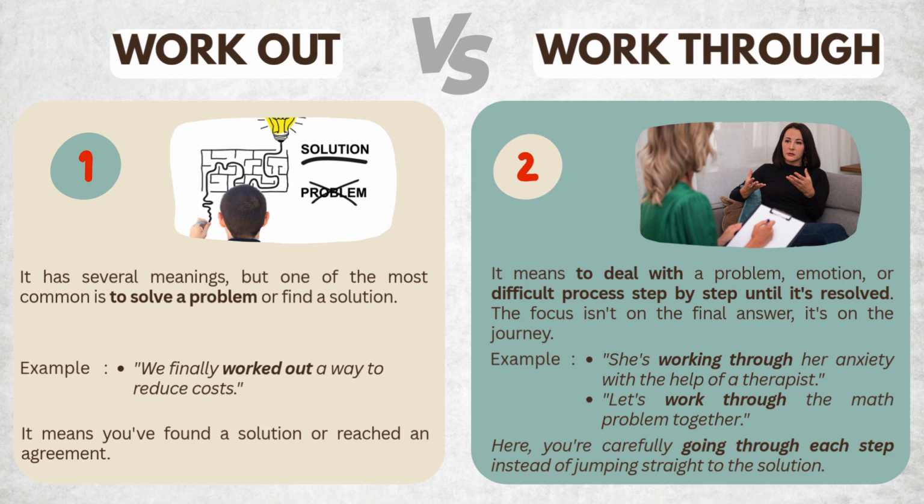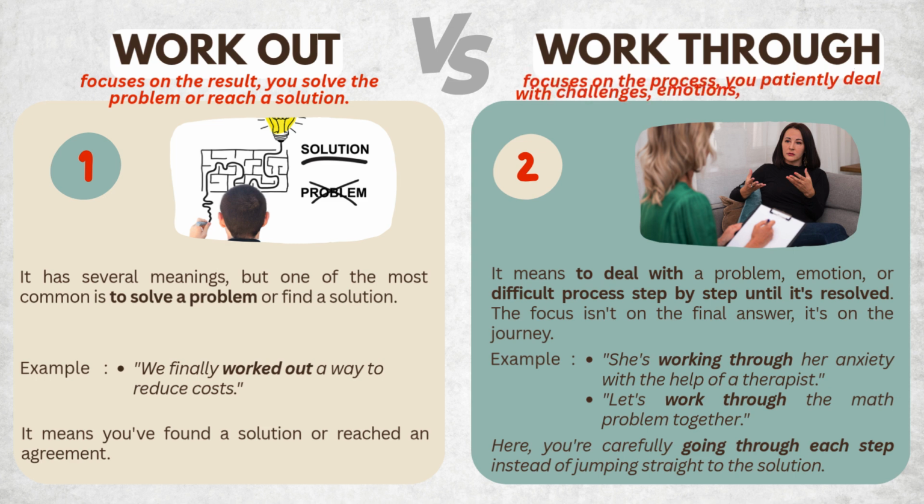Here's the nuance. Work out focuses on the result. You solve the problem or reach a solution. Work through focuses on the process. You patiently deal with challenges, emotions, or complex tasks one step at a time.